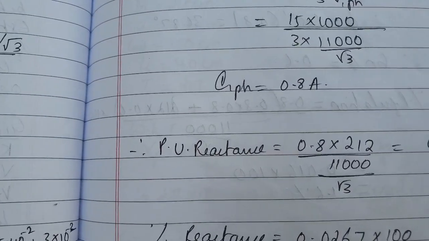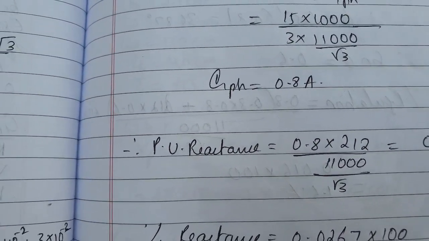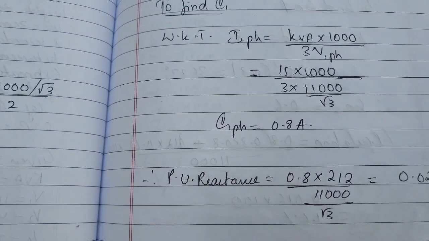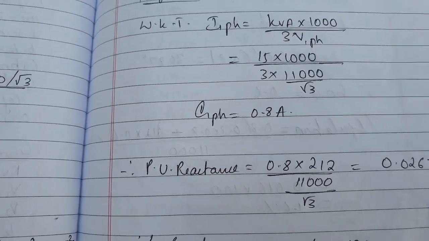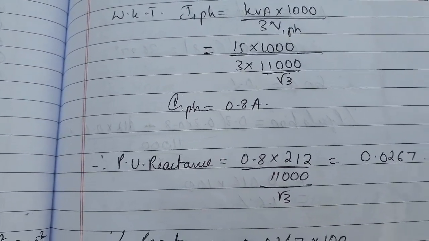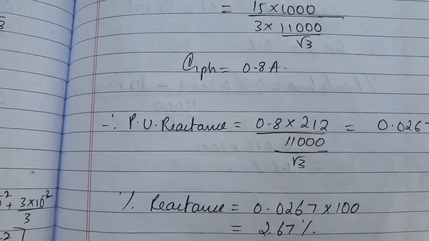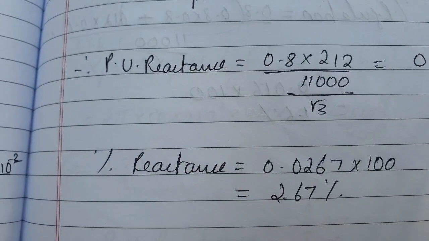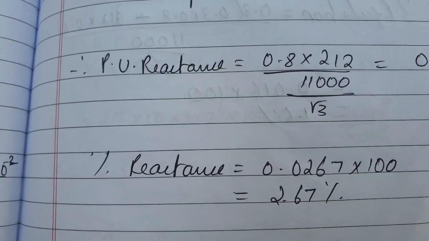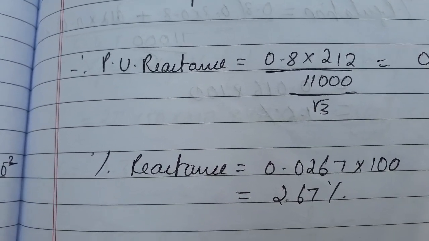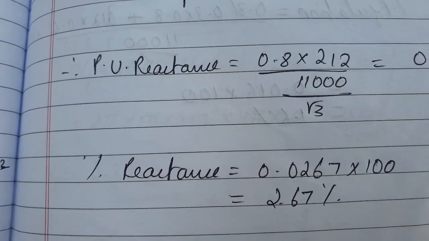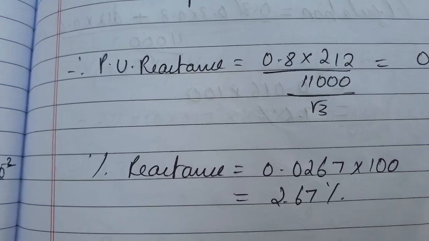Next, to calculate per unit reactance, substitute all the values what you have calculated and you will get it as 0.0267 ohms. So to calculate percentage reactance, just multiply per unit reactance into 100. So that is 2.67 percentage.